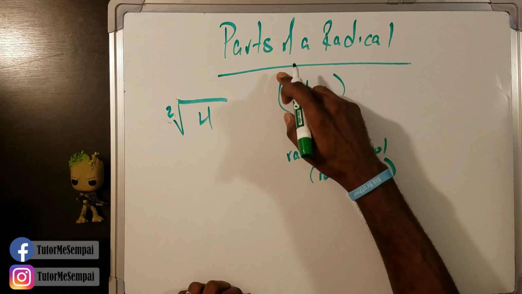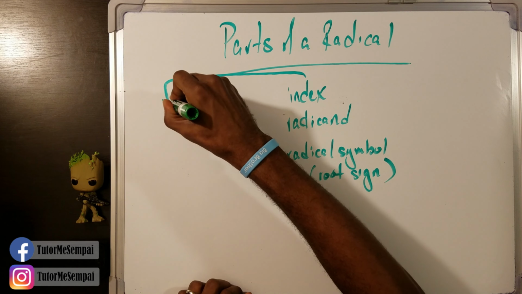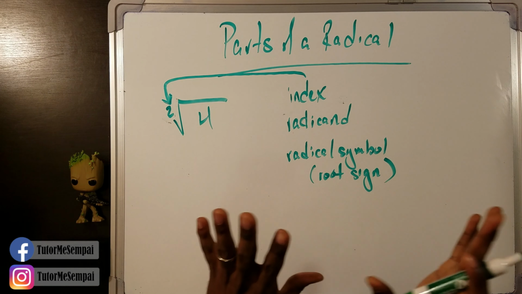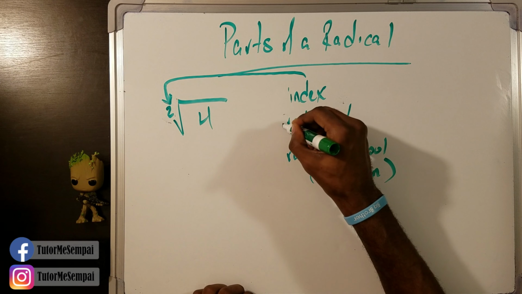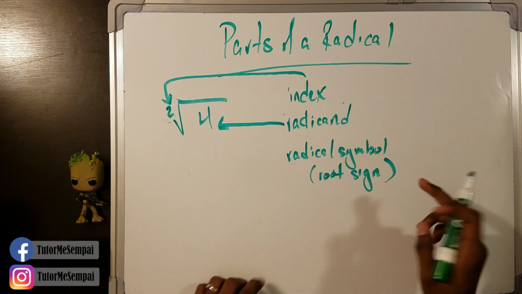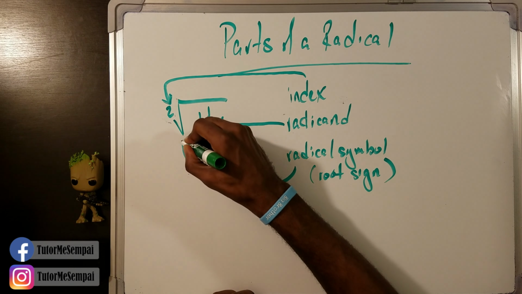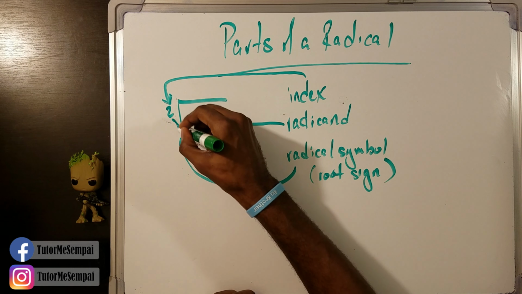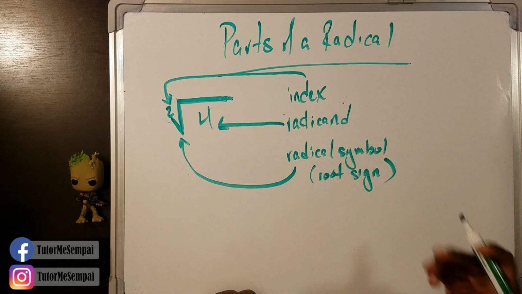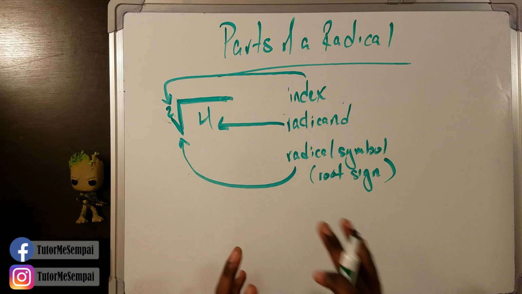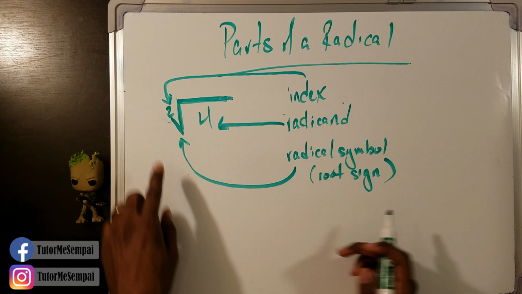So we know that the index, if I were to draw an arrow, is going to be this small number right here. Now I'll tell you what the index means, but I just want to identify the parts first. The radicand is going to be what's under the root sign. So you already know what the root sign or the radical symbol is, right? That's going to be this whole little thing right here. This is your radical symbol or your root sign. The radicand is what's under that root sign or the radical symbol, and the index is going to be the small number that's outside.